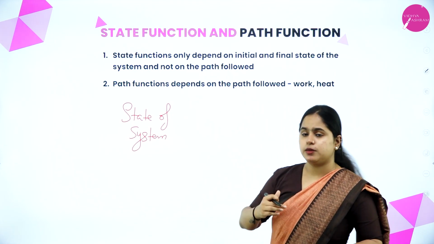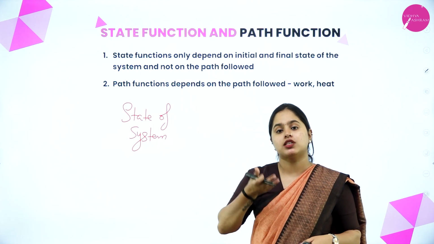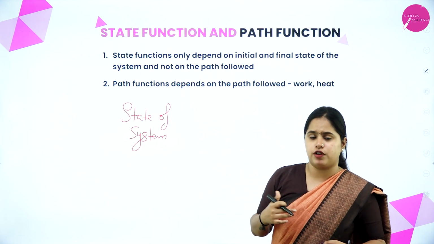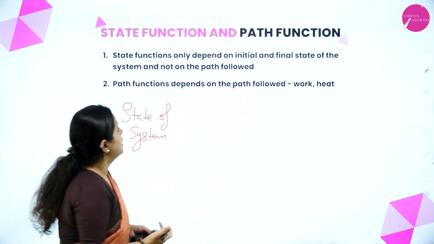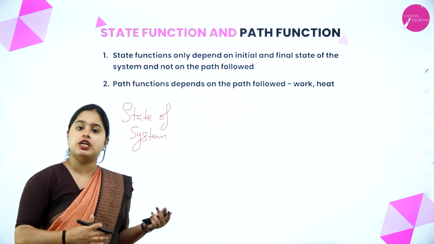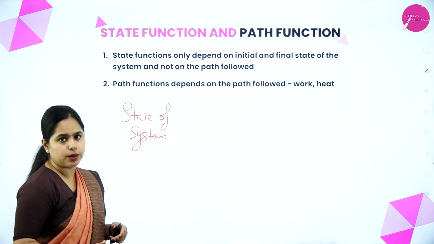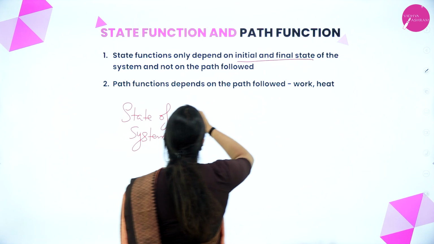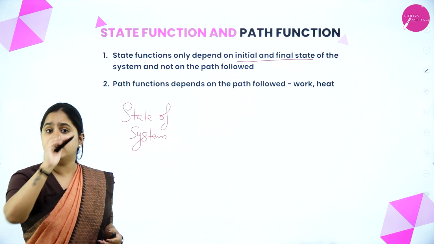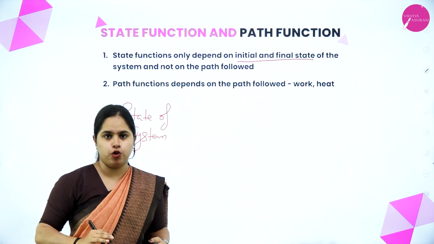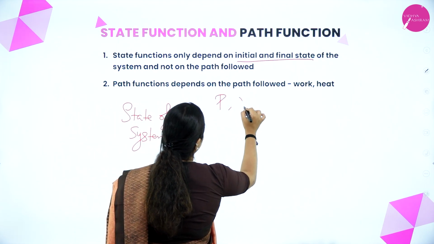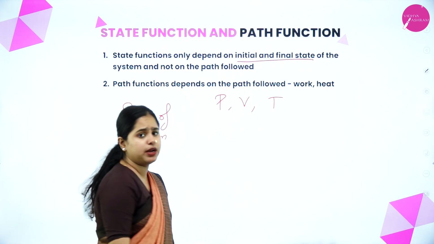Now there are two types of functions, that is state functions or state variables, and path functions or path variables. Now what is a state function? State functions only depend on the initial and final state of the system and not on the path followed. It only depends upon the initial and final state and does not depend upon the path followed. Okay, so one example is pressure, another example volume, another example temperature.